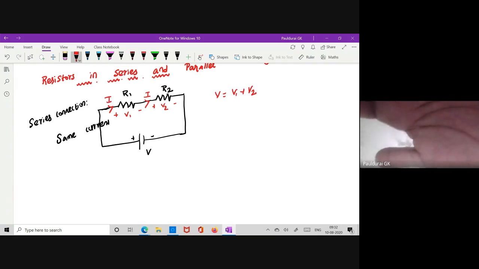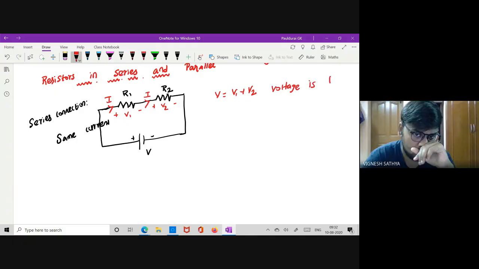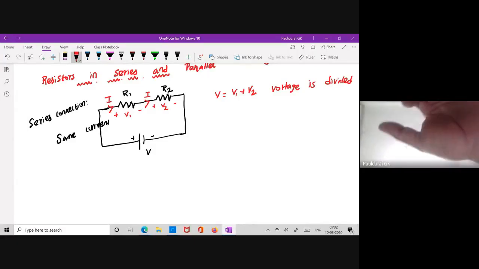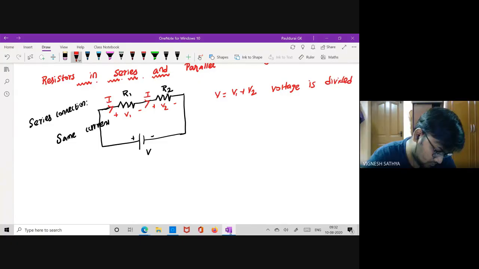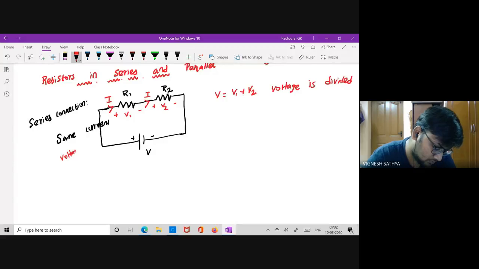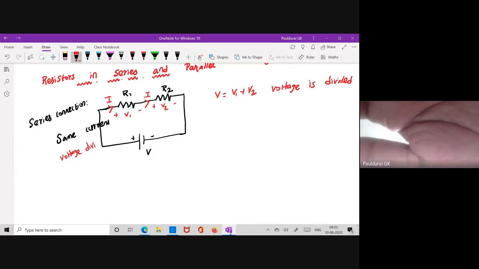Actually what is happening, voltage is divided, right? So what is series connection? From the voltage and current point of view, if the same current flows but the voltage is divided, that type of connection is called series. Same current but voltage division. So this is called a series connection.